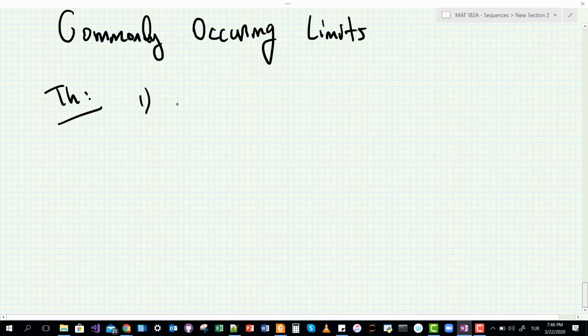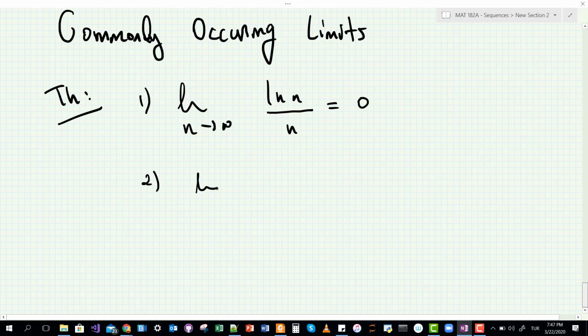The first one, we already know, since I solved it as an example with L'Hopital's rule, which is 0. Look at it: if n goes to infinity, ln n goes to infinity, so infinity over infinity, you can just apply L'Hopital's rule to find that it is 0. The second one is about a square root, but this time the nth root of n, which is 1.